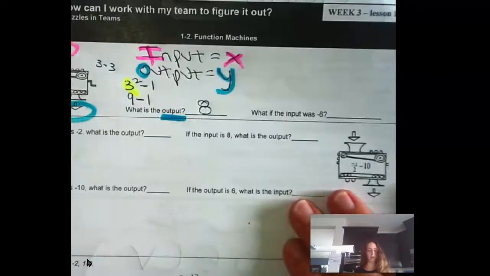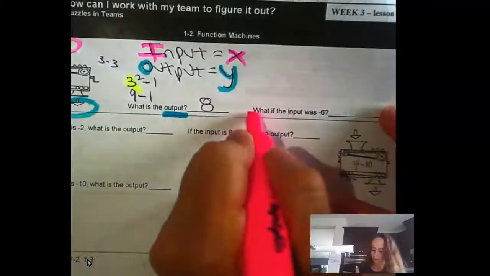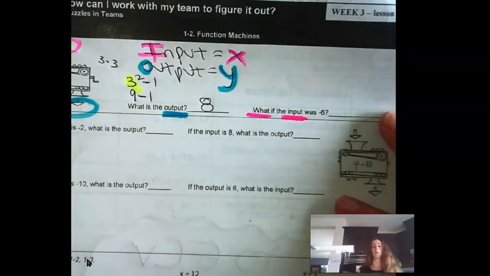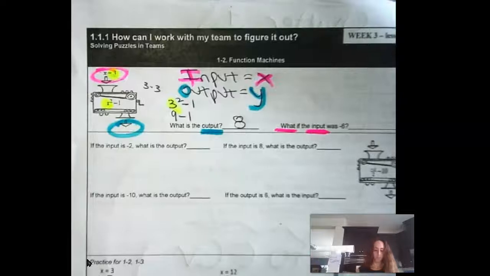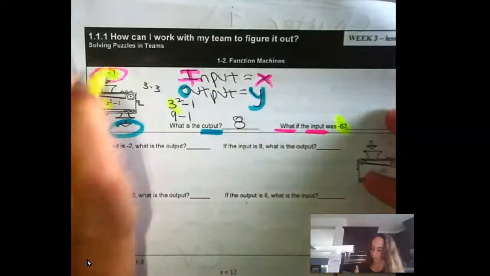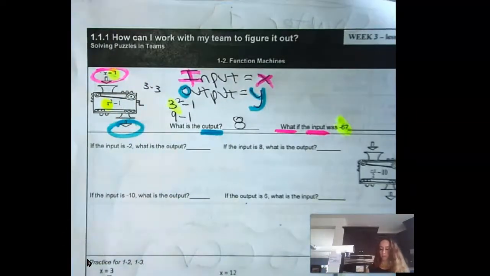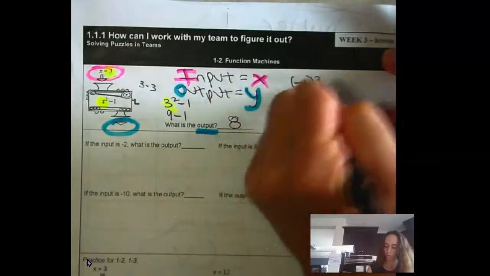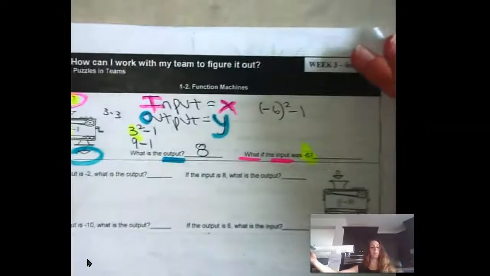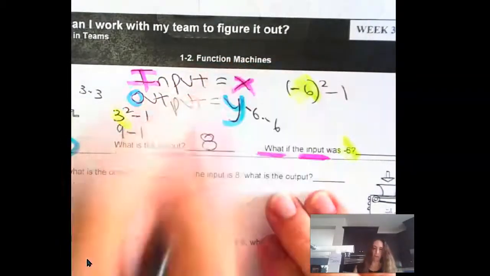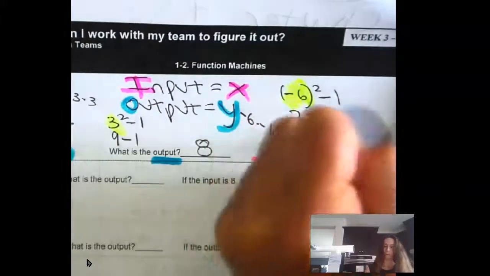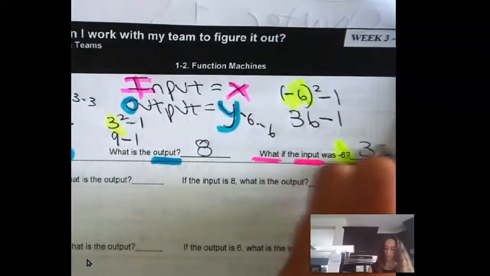This time they're saying, what if the input was negative 6? Let me zoom this out a little bit. This time take the negative 6 and plug it in there. So they want you to go negative 6 squared minus 1. We're going to be doing this a lot, so you need to get good at it. So I have negative 6 times negative 6, which is 36, minus 1, which is 35. And that's what we're doing today, okay?